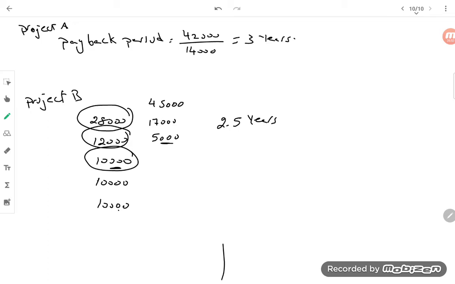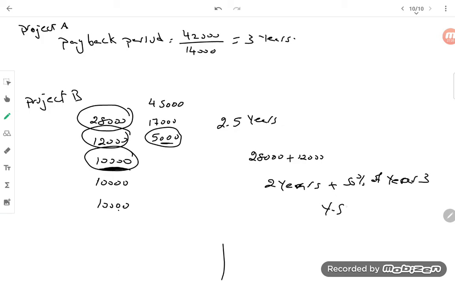So once again, we can calculate it as 28,000 in year 1 plus 12,000 in year 2. So this is 40,000. Okay, with respect to year 3, the remaining amount of money is 5,000, divided by the inflows of this year. So it is half. So it is 2 years plus 50% of year 3. So it's 2.5 years.